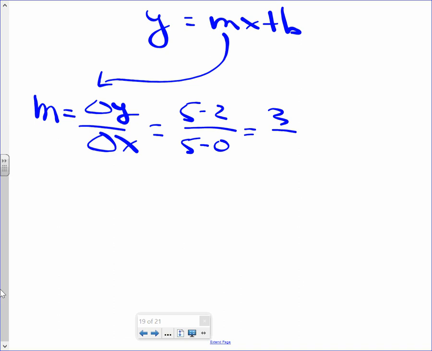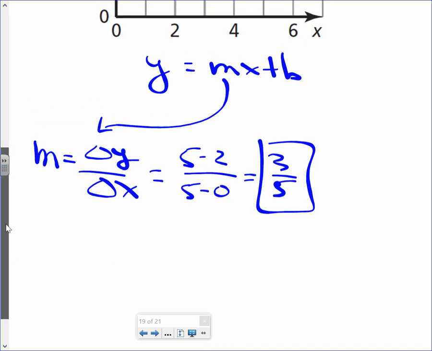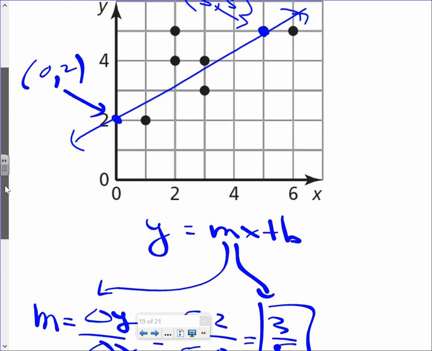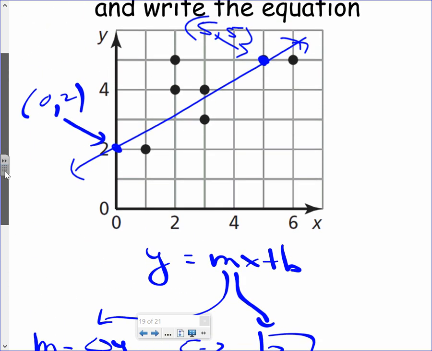3 over 5. There's my slope. So what's the line that describes this data? Well, here it is. We got our slope. We got our y-intercept. Where did it cross the y-axis, Naheda? Where did this line cross the y-axis?